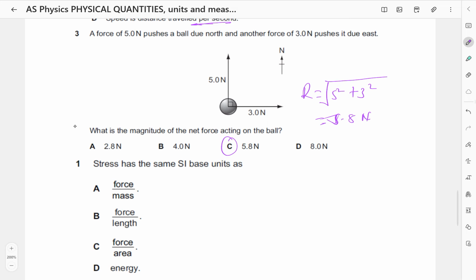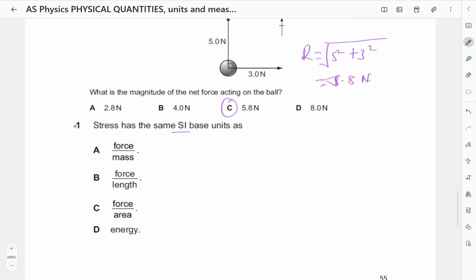Stress has the same SI base units as, that is either pressure. Let's check here. Force over mass, not at all, because stress is force over area. So the answer is automatically C. Force per unit cross-sectional area, that is stress. So that is force over area.